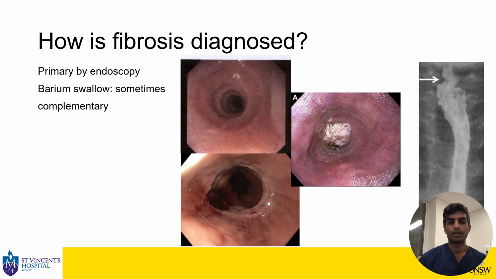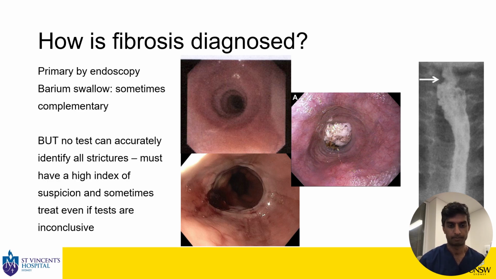Barium swallow, I don't think, is a test that's required routinely, but in some places they might do this as a complementary test, particularly if there's a strong suspicion that a patient has a stricture but it's not seen on endoscopy. And sometimes barium swallow might pick up a stricture that's otherwise missed.